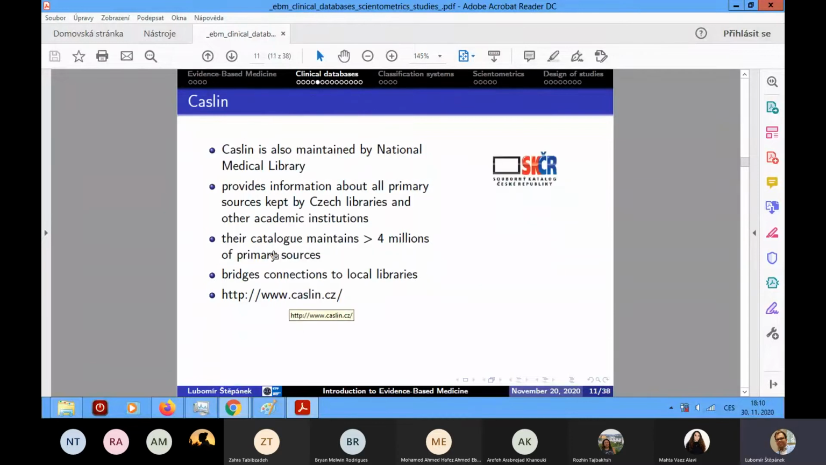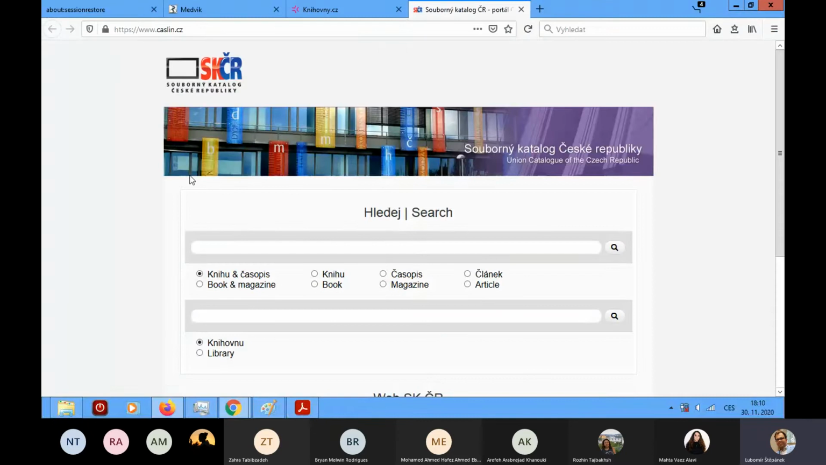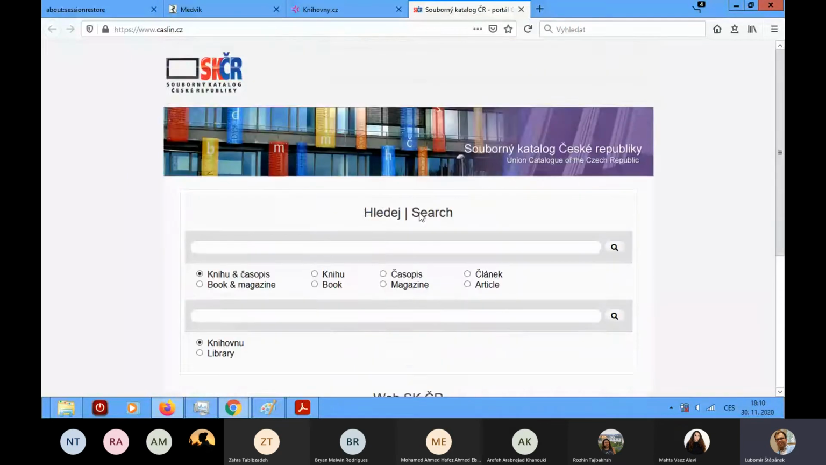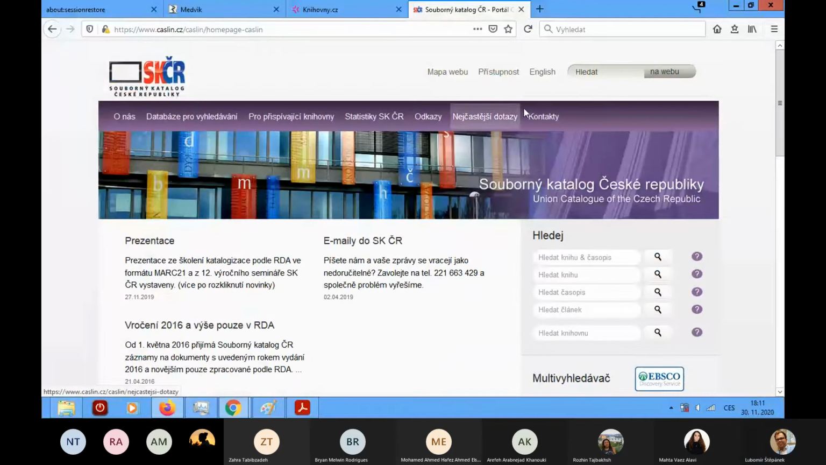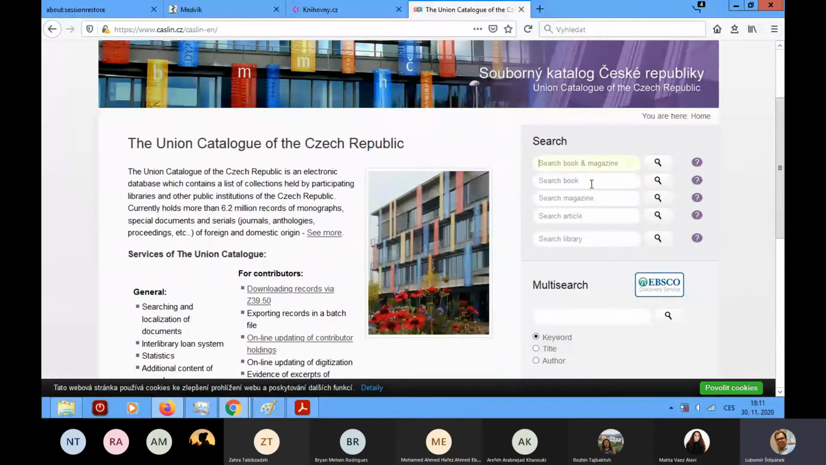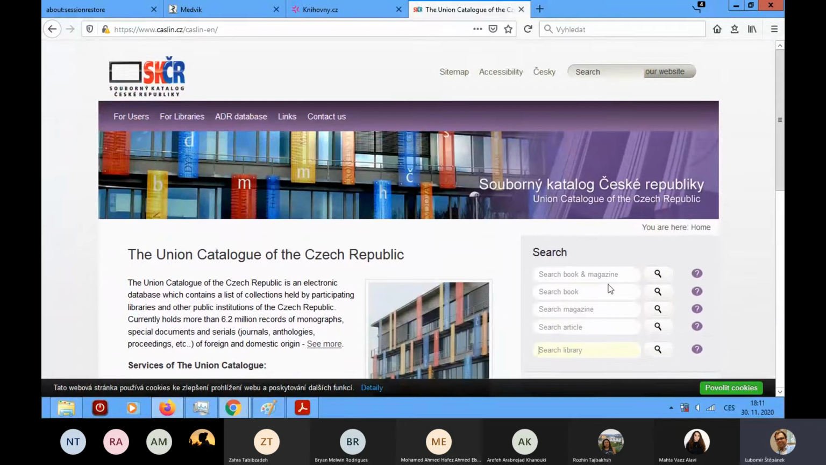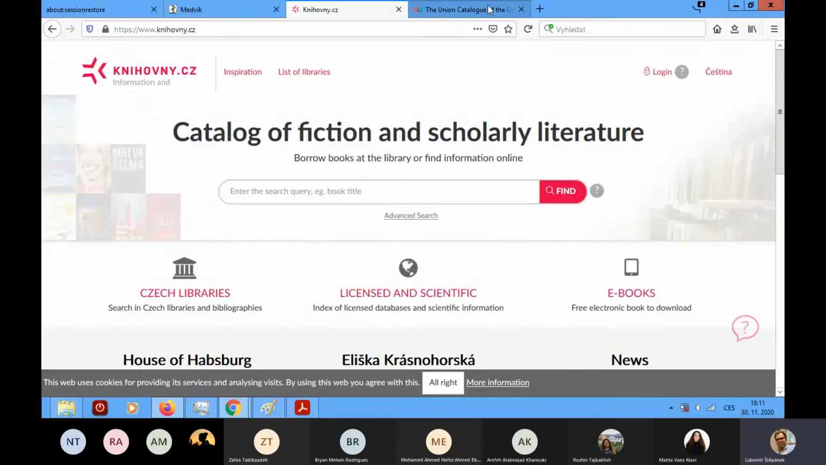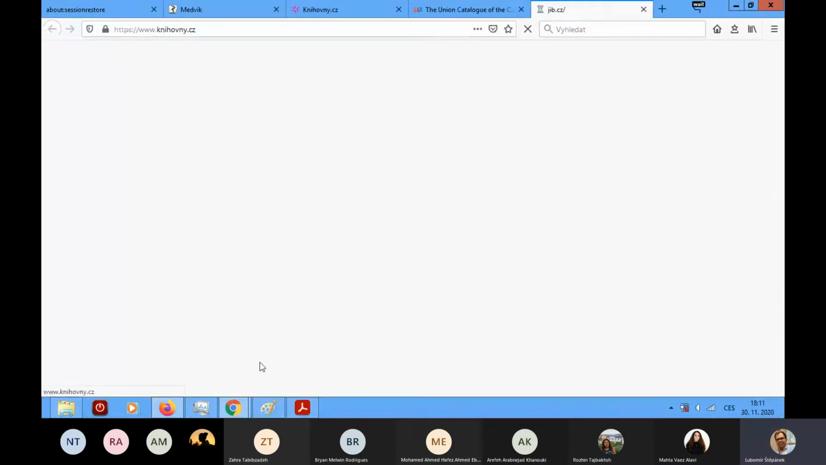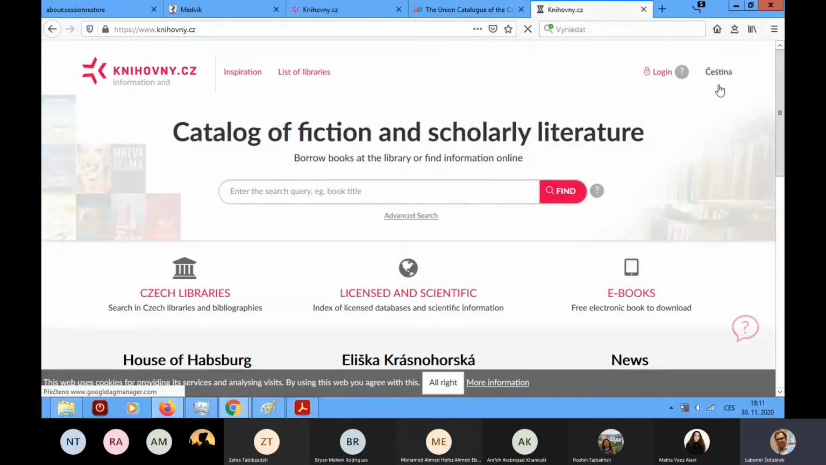So okay, we can take a look at the Caslin. Give it a second. Okay, it's somehow in Czech, somehow in English. Yeah, it could be switched to English. So if we prefer this, why not? We can also search for some book or magazine. I would say that the engine behind Caslin and Medvik could be very similar, maybe even the same. There are several interfaces simply from historical reasons. Jednotná informační brána, like libraries nowadays, is also very similar. Let's switch it to English like this, and also enter a book title or whatever.